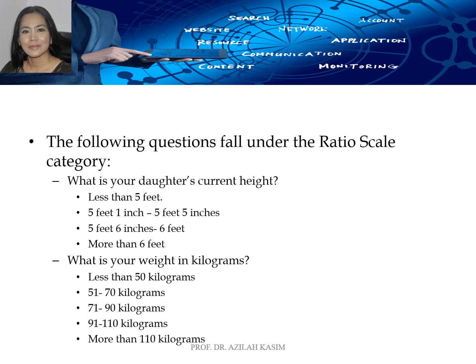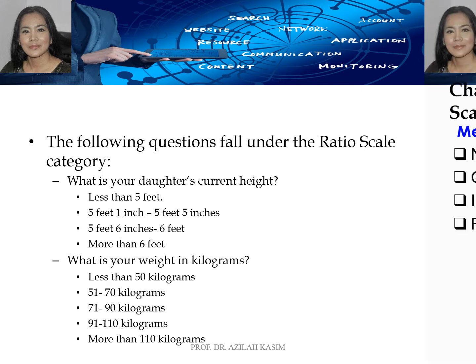Here are two examples of questions that we can use with the ratio scale category. Number 1, what is your daughter's current height, for example? Less than 5 feet, between 5 feet 1 inch to 5 feet 5 inches, 5 feet 6 inches to 6 feet, more than 6 feet. That's ratio scale. Another example, what is your weight in kilograms? Either less than 50 kilograms, 51 to 70, 71 to 90, 91 to 110, more than 110 kilograms. You notice that the range between, let's say, 51 to 70 or 71 to 90 is the same, so you need to be careful about this when you develop your question using ratio scale.